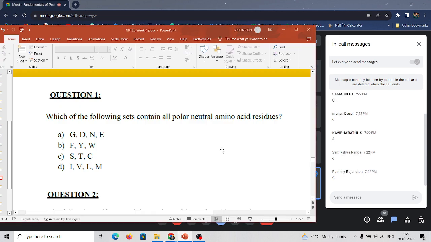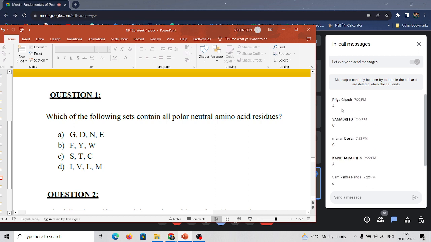Okay. So C, A, how many? So what's the population? Priya has said A, Samadrita C. Okay, C, A, C, C. Anyone else who wants to answer? Any other answers?